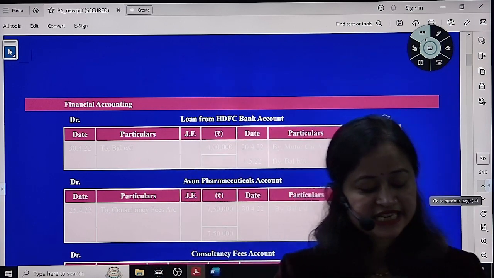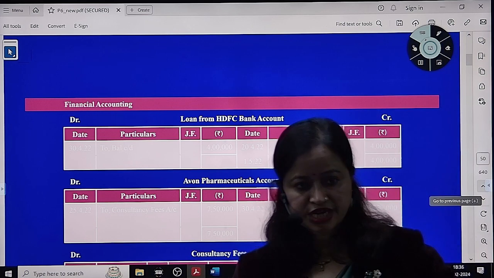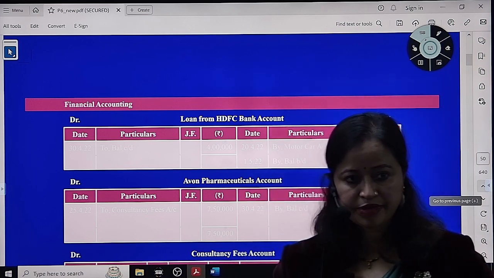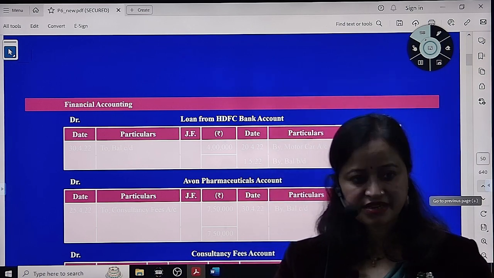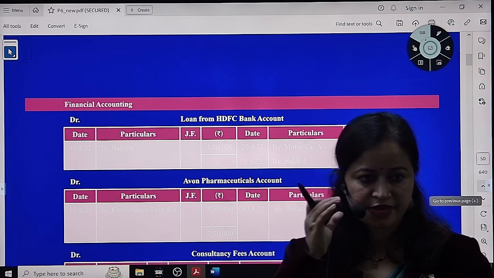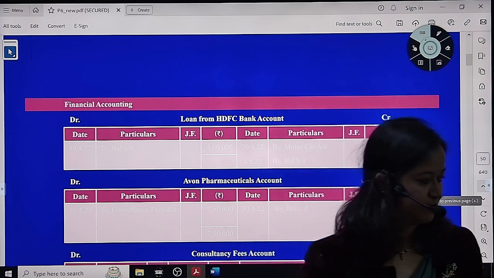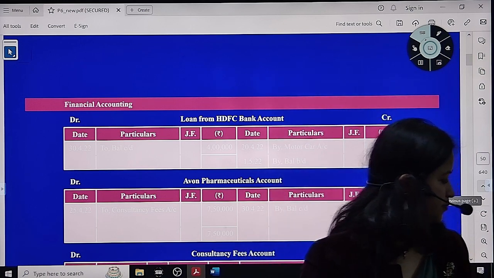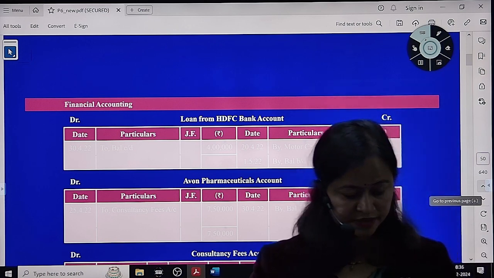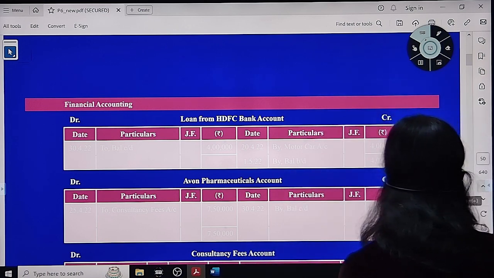So all these accounts have to be prepared and posted into the ledger. In their respective accounts, their entry has to be given. So that way we do journal entries and the ledger posting. Any doubt with ledger posting? Any doubt with ledger posting? No, ma'am.